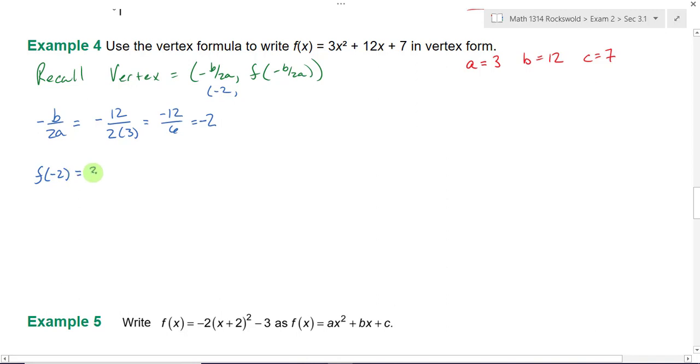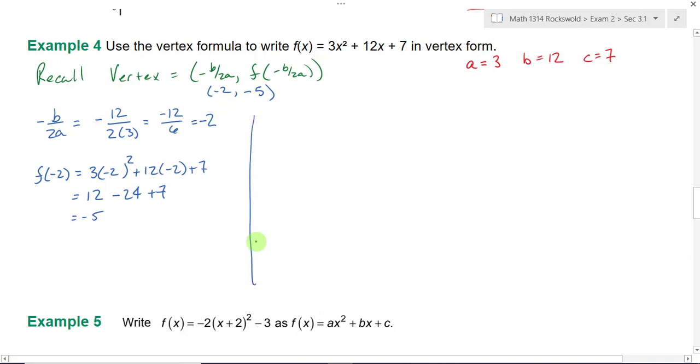So I go to my function, and in place of x, I'm going to drop in a -2. -2 squared is 4 times 3 is 12 minus 24 plus 7. So 12 minus 24 is -12 plus 7 is -5. The y value of our vertex then is -5.